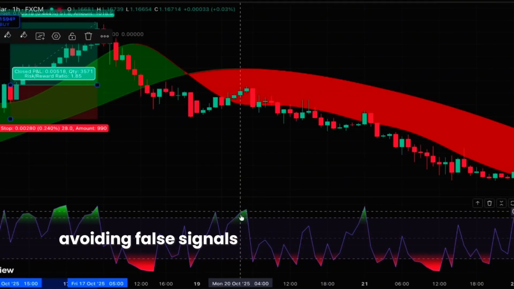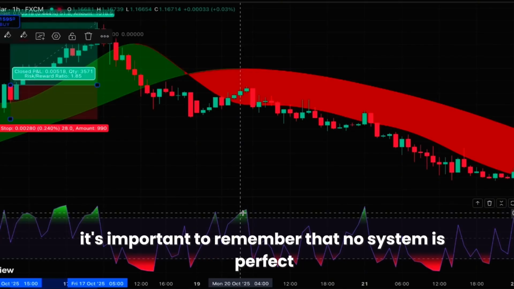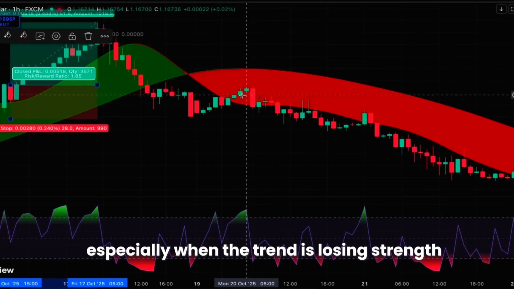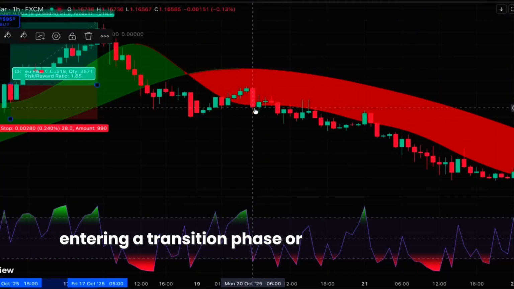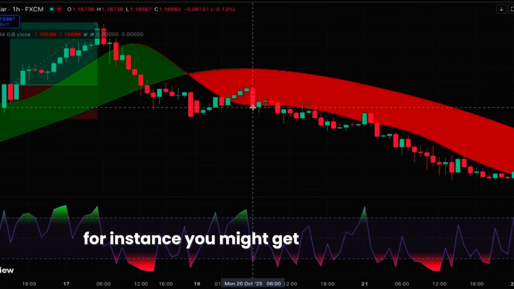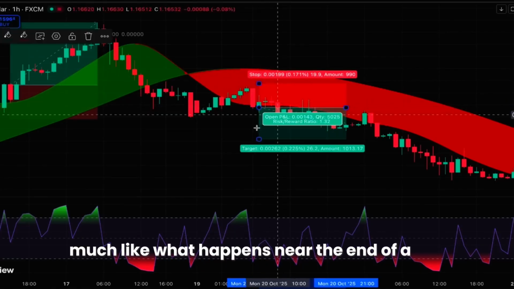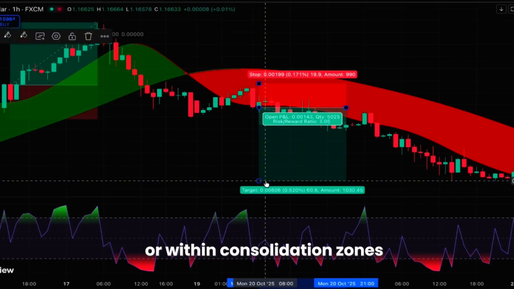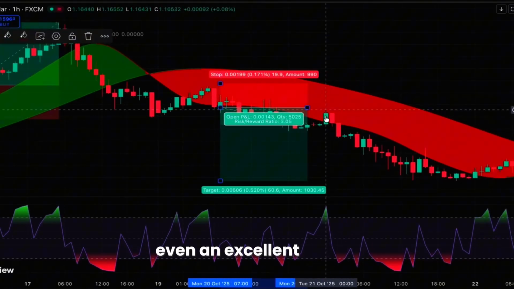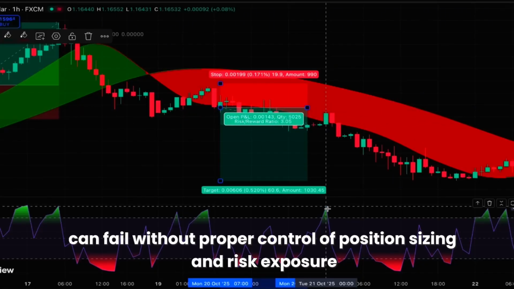Avoiding false signals. Even though this strategy is highly accurate, it's important to remember that no system is perfect. You may sometimes get false signals, especially when the trend is losing strength, entering a transition phase, or moving sideways in a range-bound market. For instance, you might get a final signal just before a major reversal, much like what happens near the end of a trend or within consolidation zones. That's why risk management plays a vital role. Even an excellent strategy can fail without proper control of position sizing and risk exposure.